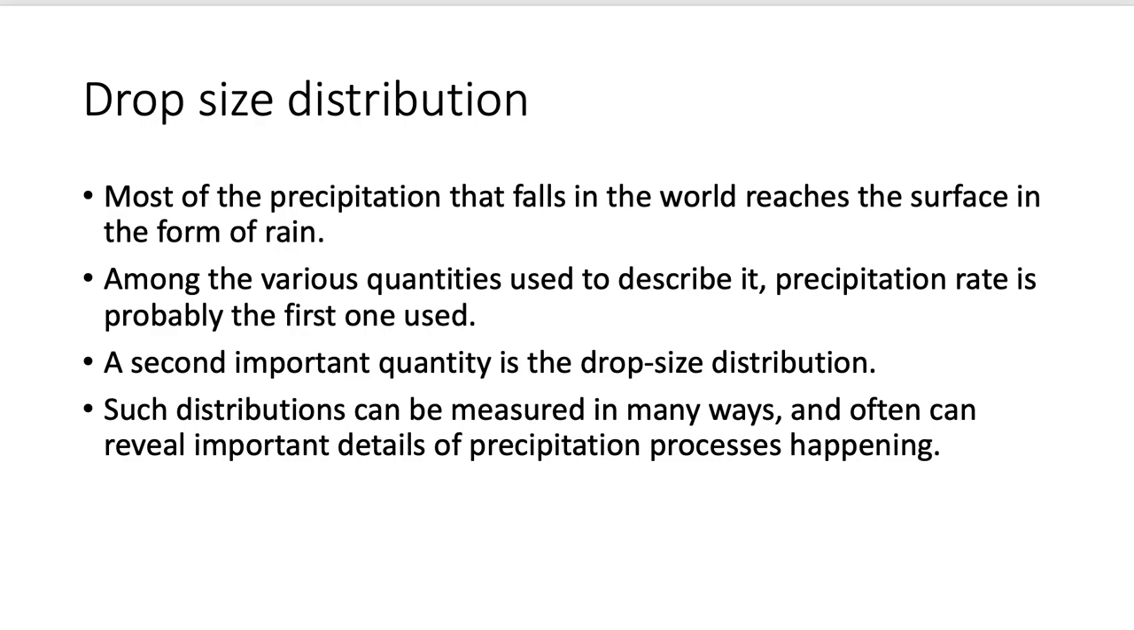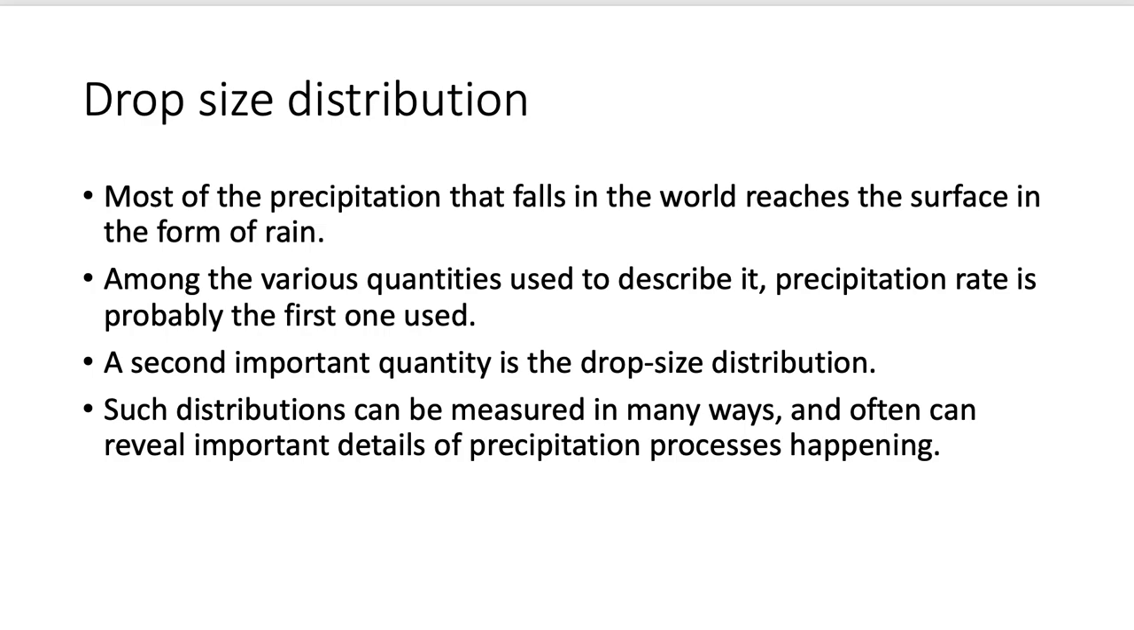Okay, so the main quantity, or one of the most important things when we think about precipitation in general, one of the most important properties that we care about is the so-called drop size distribution, or the spectrum, if you will. Most of precipitation, as we said a few classes ago, most of precip that falls on the surface reaches the surface in the form of rain.